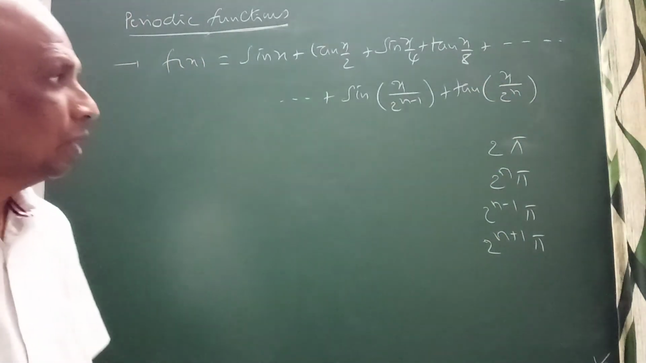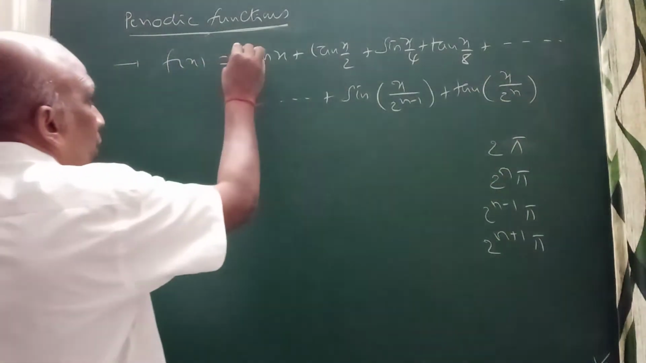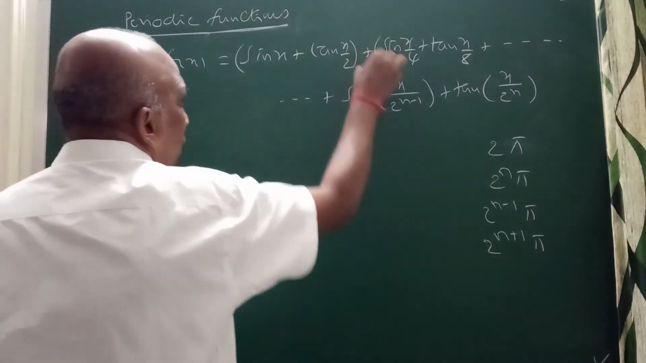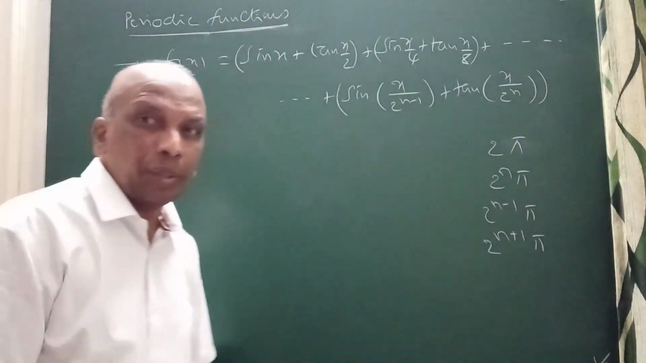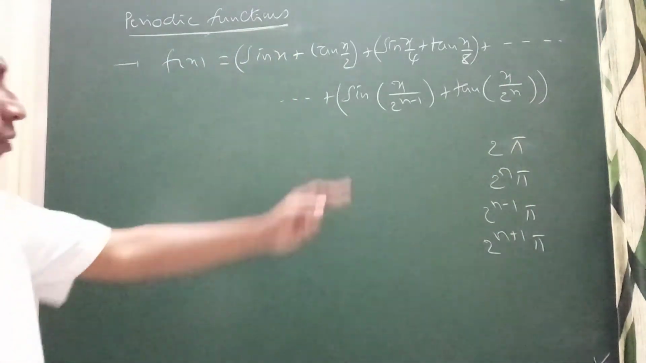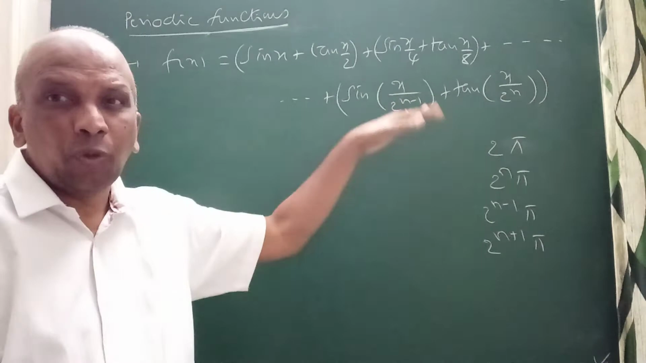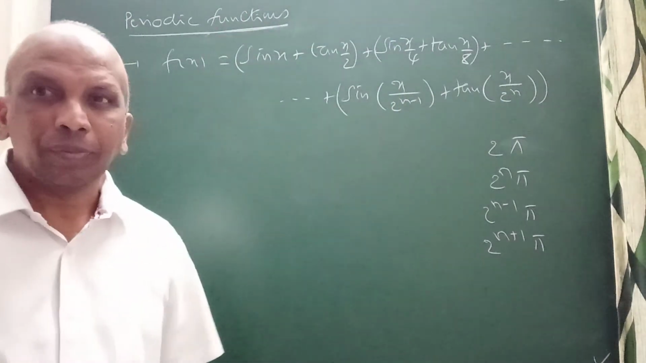2 power n. Now you can observe here the period. This is the pair we got like this. You can observe here, for every odd number, if you replace n with an odd number, you will get the terms.